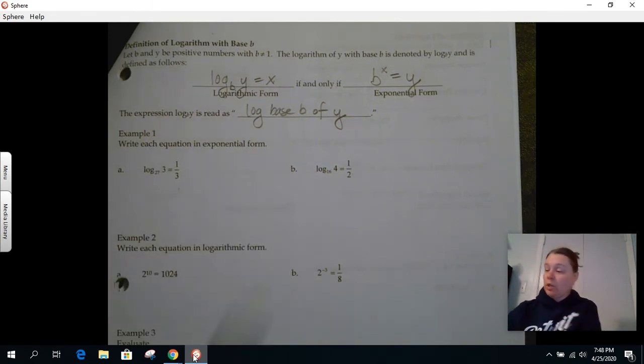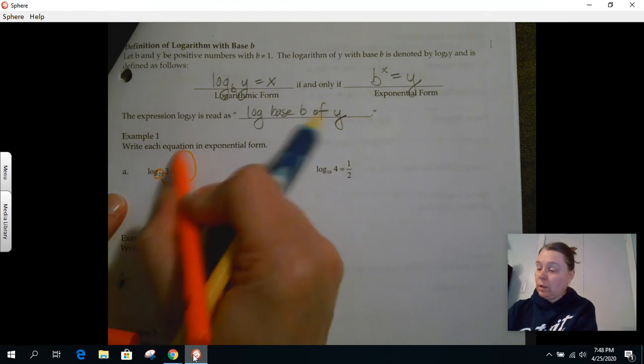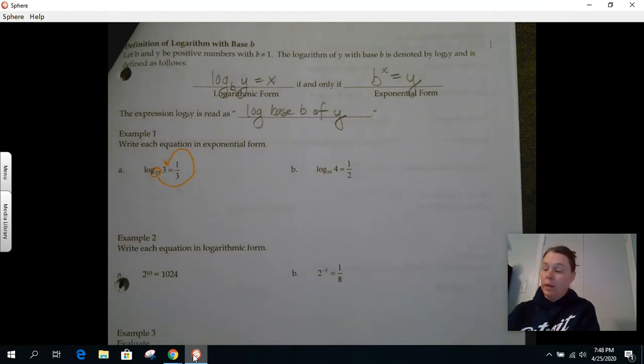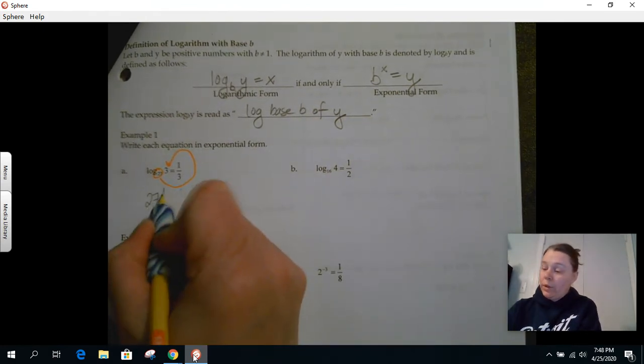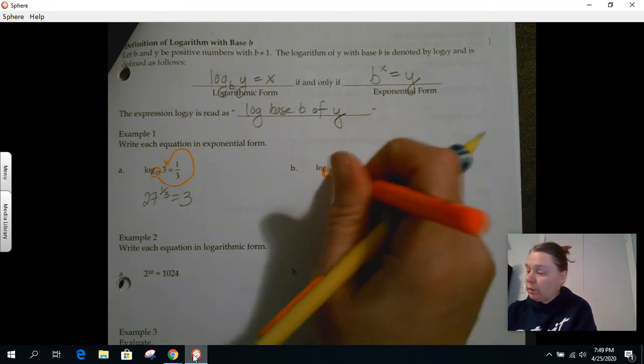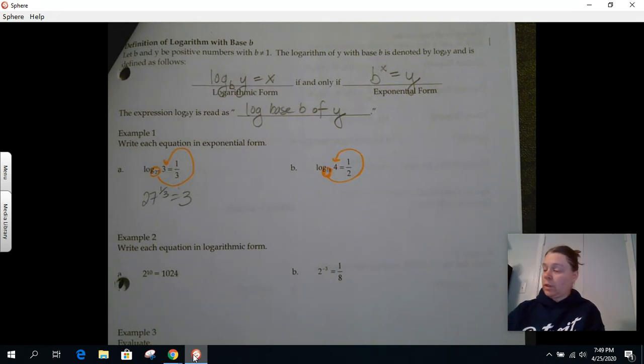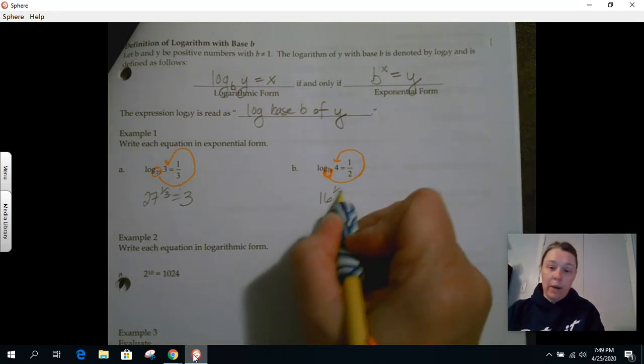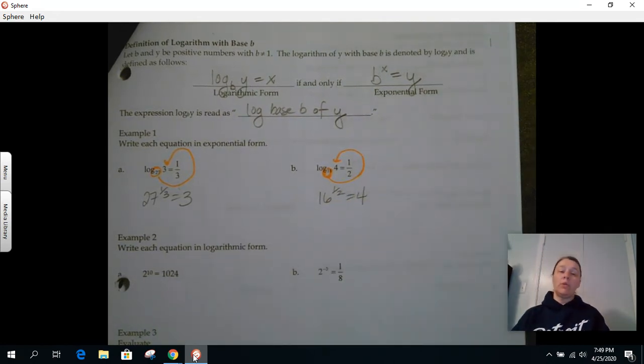We're just doing this loop. So 27 to the 1/3 power is 3. When you rewrite it, it should be true, right? That is true. 27 to the 1/3 power, the cube root of 27, is 3. This one, same idea: 16 to the 1/2 power is 4. Again, that should be a true statement.